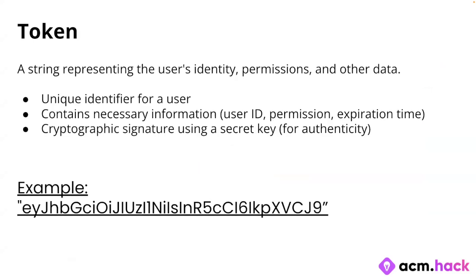A token is a string that represents the user's identity, permissions, and other important data. This is a unique identifier for a user, and it contains necessary information such as user ID, what permission this user has, and also when this token expires. And also this token string is encrypted with a cryptographic signature using a secret key for authenticity purposes.